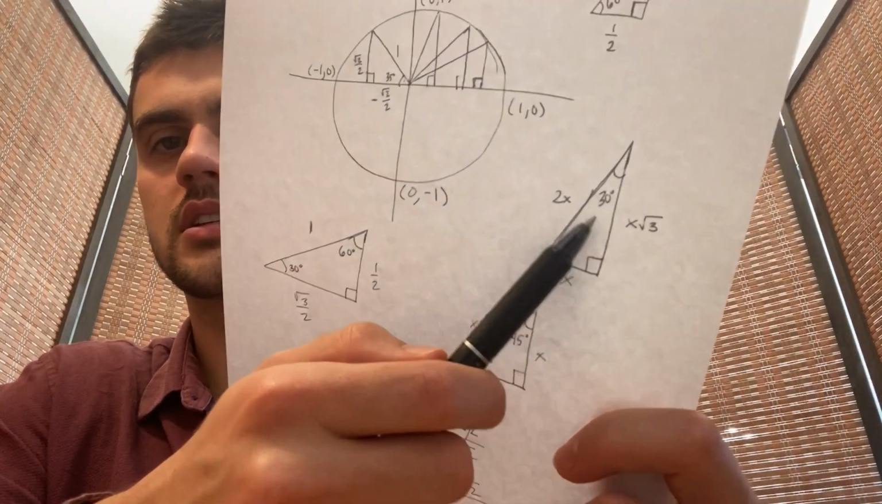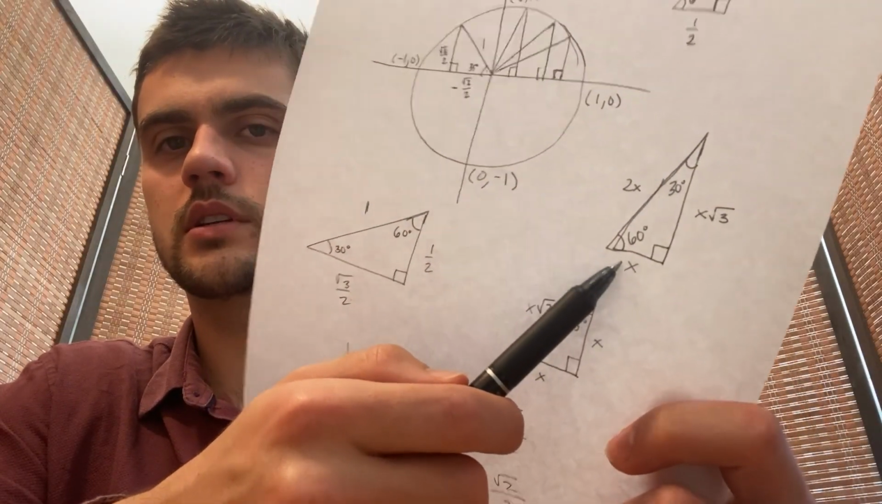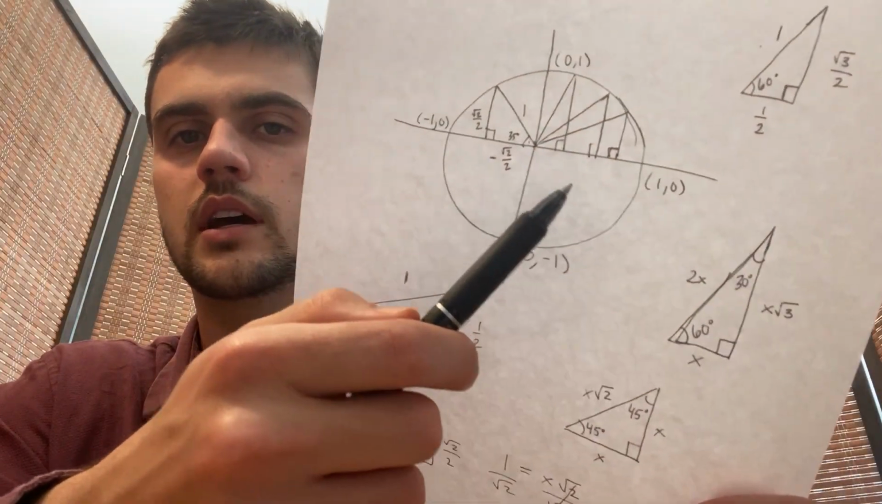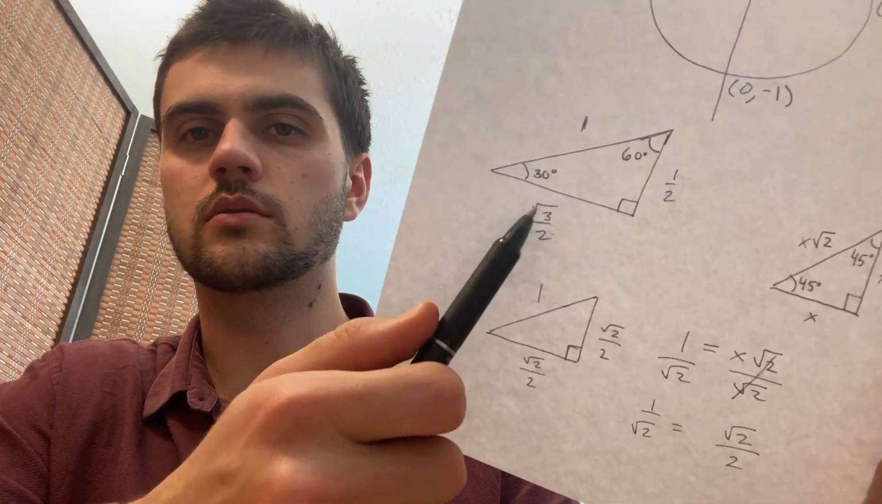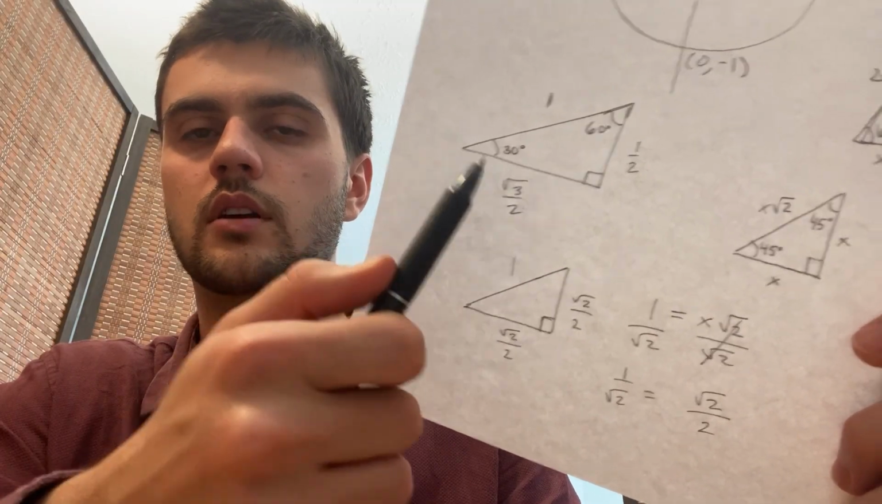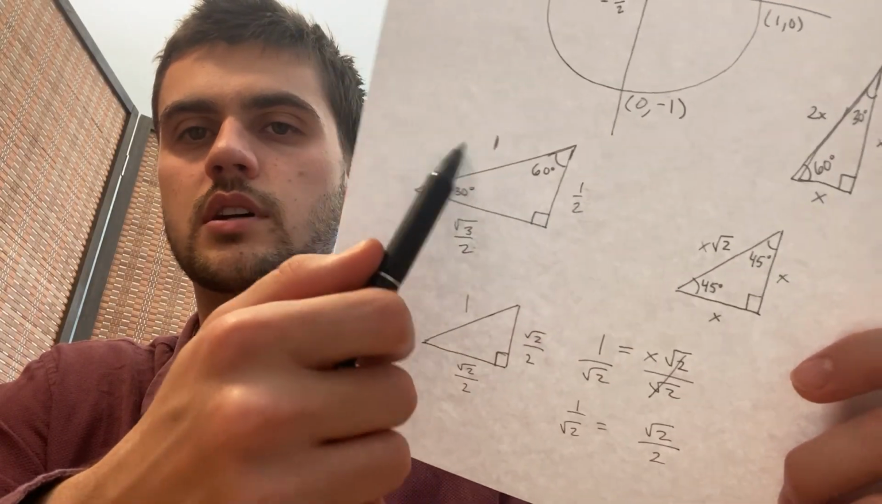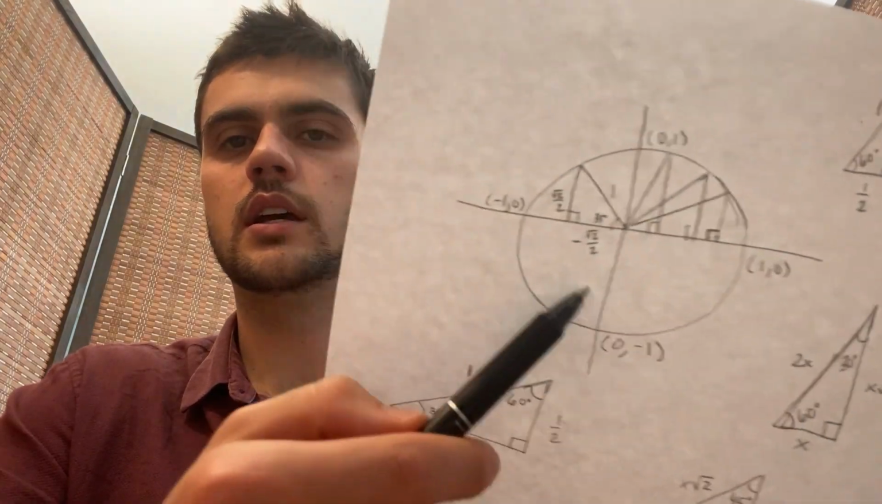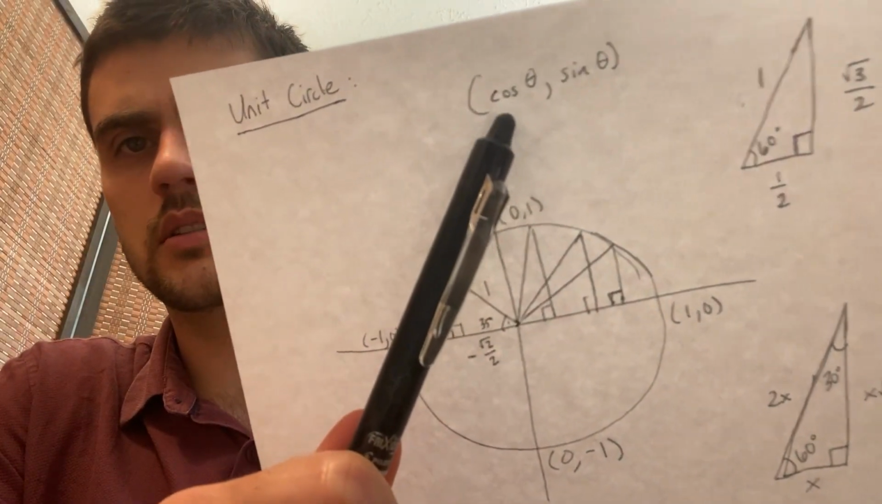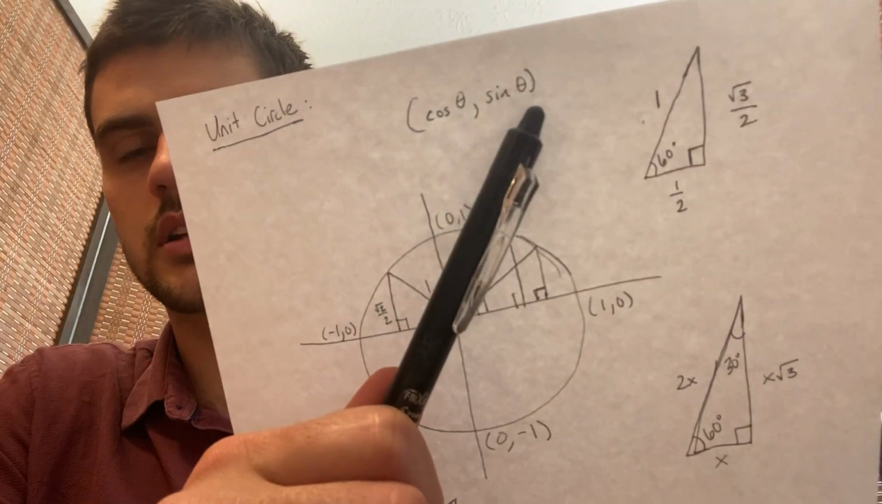And then 30-60-90: x is the smallest, 2x is the hypotenuse, and then x times radical 3. Knowing that, it's going to produce in the unit circle radical 3 over 2 for the long side, 1/2 for the short side, and 1 for the hypotenuse. And then basically any point on the unit circle is going to be described as cosine comma sine.